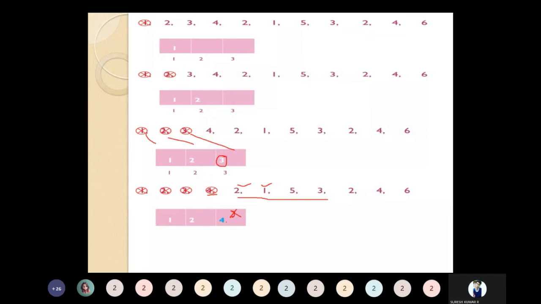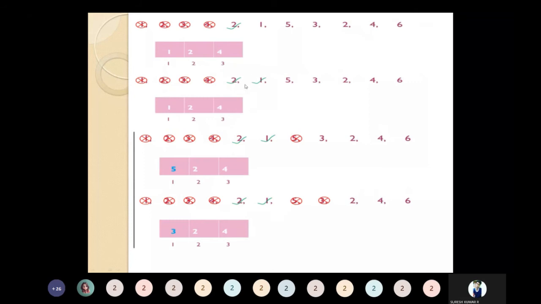Okay, so next I'm going to fill out this 1. When this page 1 is coming up, 1 is already present here. So there is no need to insert here for 2 and 1. Both 2 and 1 are already present. That's why this is marked in a green column.